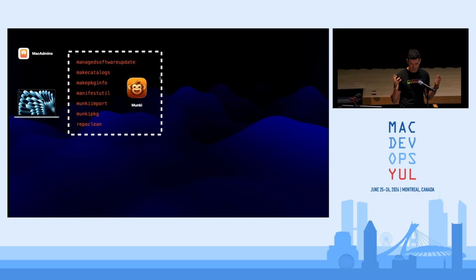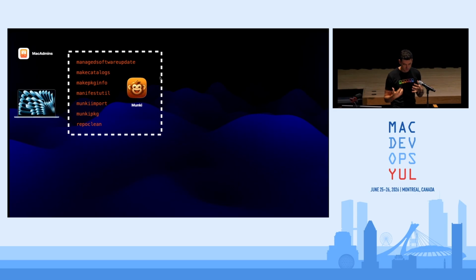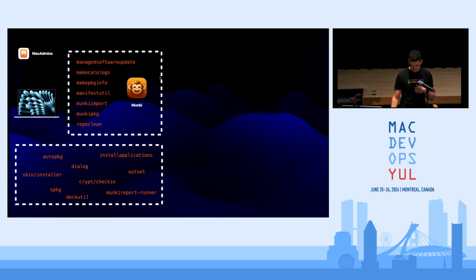We use Munki as our engine for a lot of things, and we've been using it for 12 years, I guess. We love it. Don't want to move away from it. When MDM came along, we just wanted to keep using Munki with MDM, and then we added things to do that. And obviously all the friends that we have along the way: AutoPkg, Crypt, dockutil, SwiftDialog, Outset.